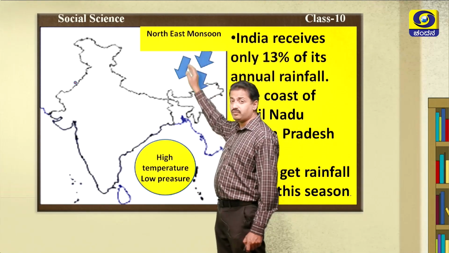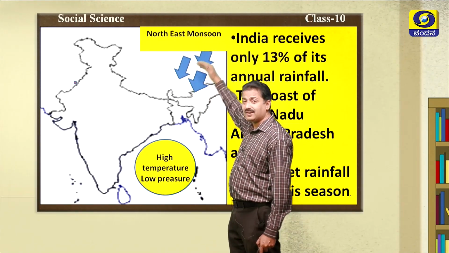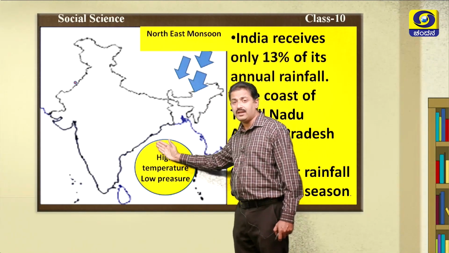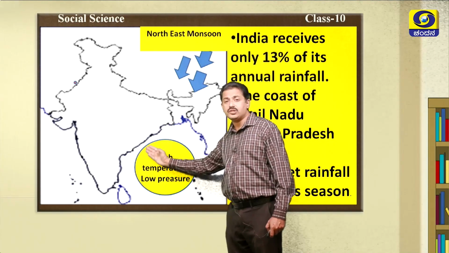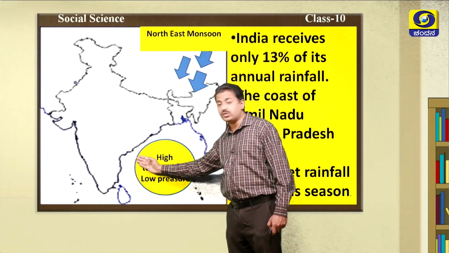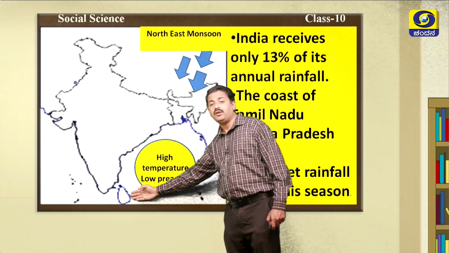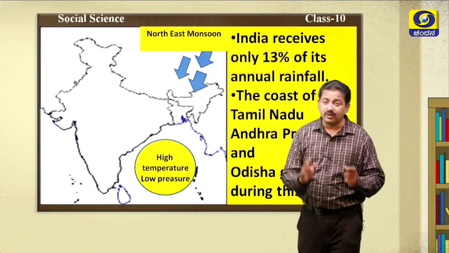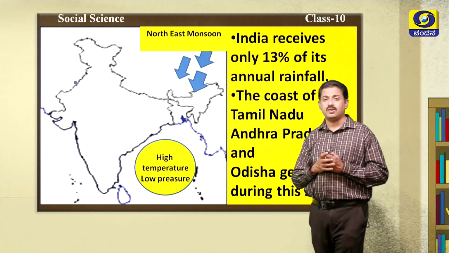From the northeast winds, the winds move from the northeastern side and cause rainfall to the coastal areas of West Bengal, Odisha, Visakhapatnam, that is the coastal area of Andhra, and Tamil Nadu, etc. So, India receives about 13% of rainfall during this season.